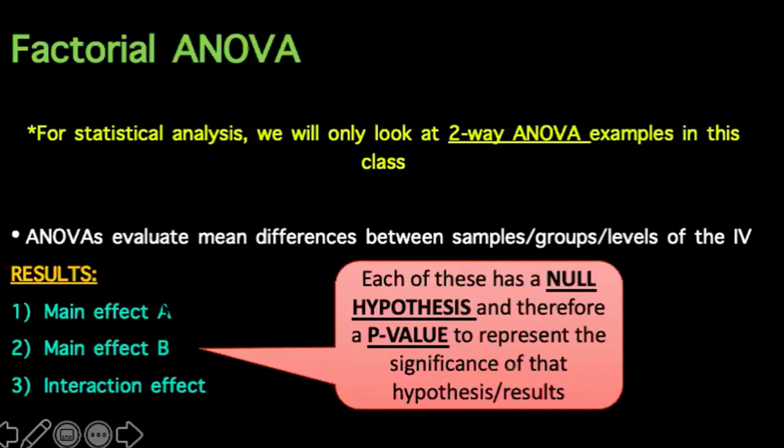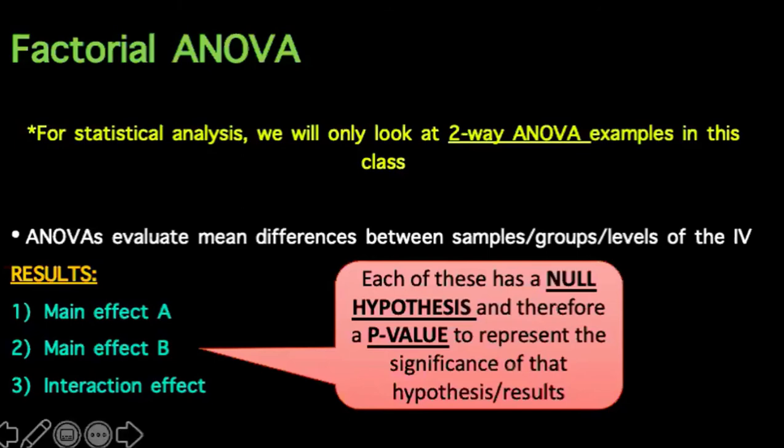But if each of these has a p-value in the output, that means each of them has a null hypothesis, okay? So when you're going through factorial ANOVAs and I ask you, what is the null hypothesis of the main effect? You have to extrapolate that and say, well, if there's two independent variables, that means I have one effect for each independent variable, and I also have the interaction effect between those two variables.